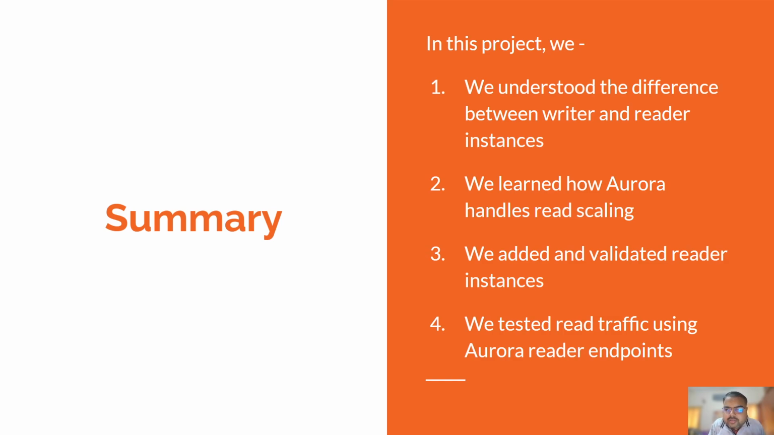So let's summarize what we learned in project 3, part 3. We understood the difference between the writer and the reader instances. We learned how Aurora handles read scaling internally. We added and validated reader instances. And finally, we tested read traffic using the Aurora reader endpoint. These concepts are extremely important for designing scalable and highly available applications on AWS. So these are the few things which we can summarize out of this part.